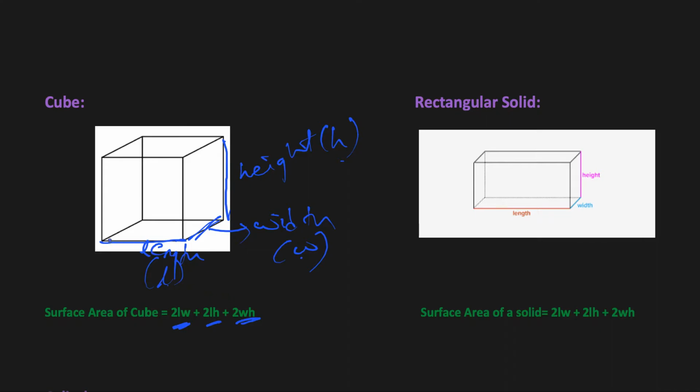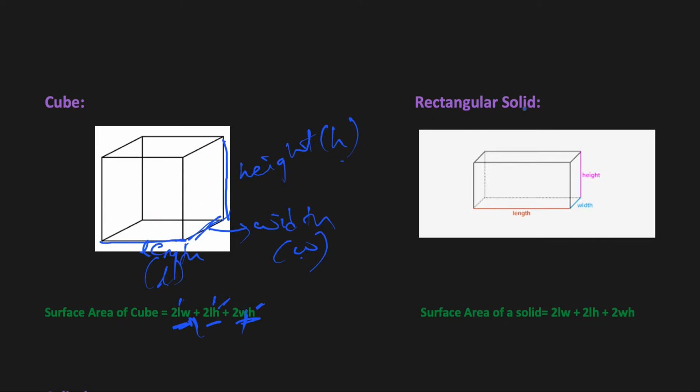So it's 2 times length and width, plus 2 times length and height, plus 2 times width and height. If you look at this formula closely, you can see that length appears twice, width appears twice, and height appears twice. And that's how you calculate the surface area of a cube.